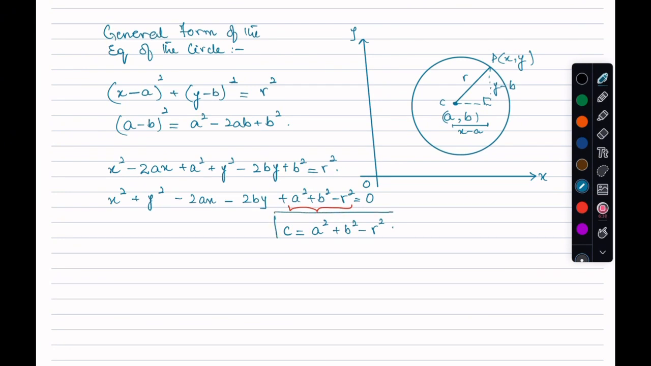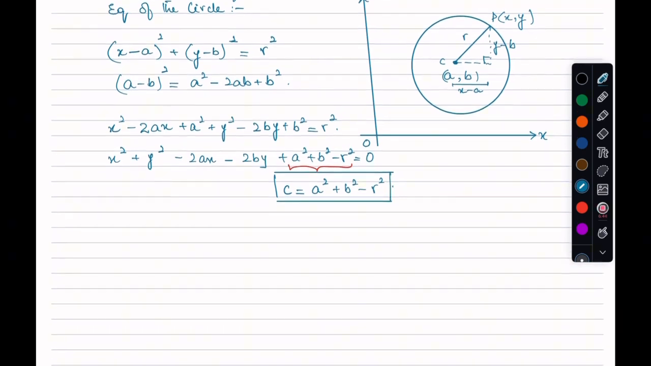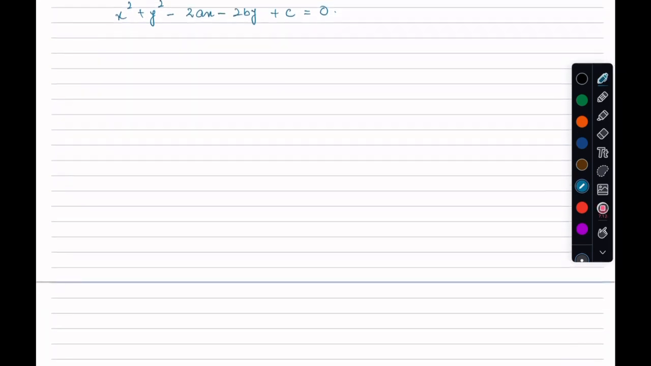And from here, I can get a third generalized form of the circle equation, which shall be equal to x square plus y square minus 2ax minus 2by plus c equals 0. So this is how I can get my circle equation here. This is a generalized form of the circle equation here. So let's do more examples to understand and to apply the circle equations.